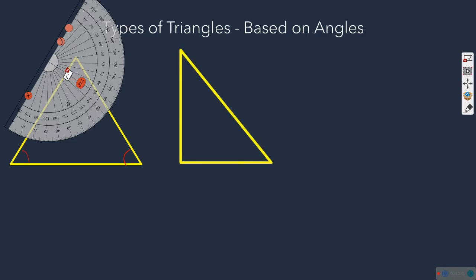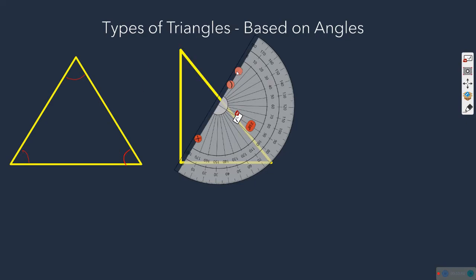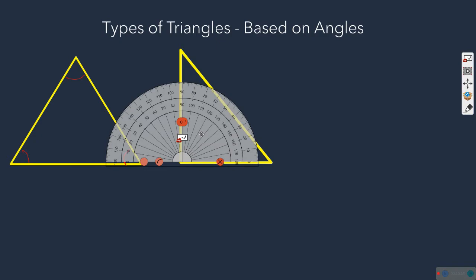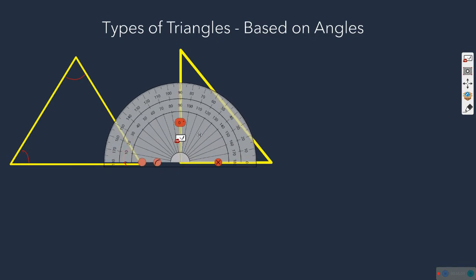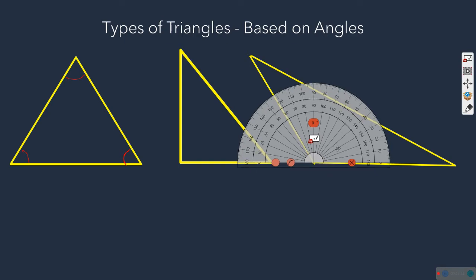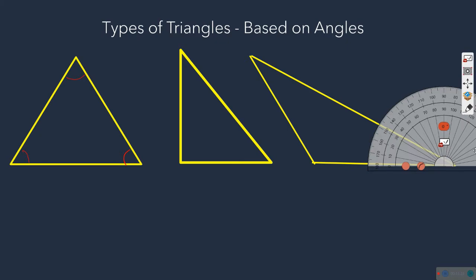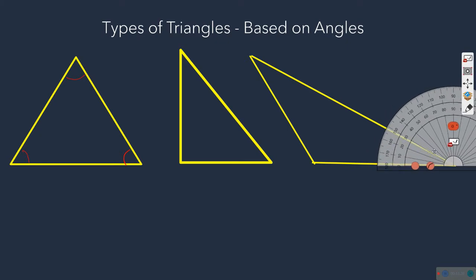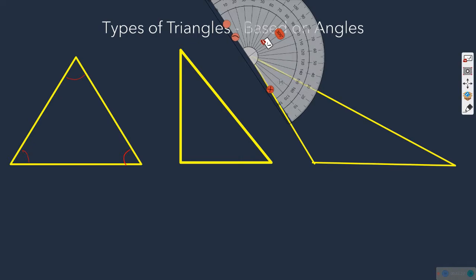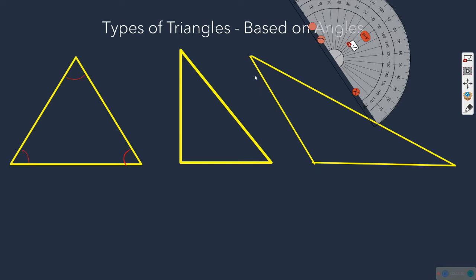This is a triangle having one of the angles 90 degree. Let us keep it here. This is 90 degree over here. You can see it's exactly 90 degree. One angle is 90 degree. Think about another kind of triangle where you have a measure here. This is equal to 120 degree. And this is equal to 30 degree. And this one is equal to again 30 degree. That means these triangles have different measures for their angles.